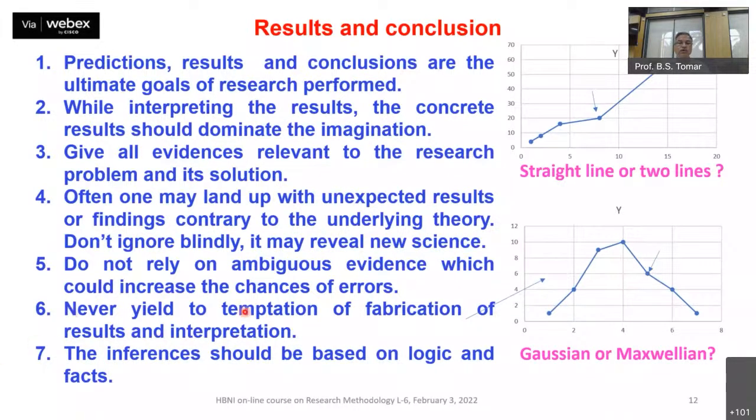So never yield to the temptation of fabrication of results and interpretation. Sometimes we tend to, because our data may not be complete and you don't have time to repeat. So you try to push it up and say, okay, it's Gaussian, because you know in the literature it should follow Gaussian. But better is to repeat even if it takes more time. So the inferences should be based on logic and facts. A good knowledge of literature and your confidence in your data helps in arriving at firm conclusions of your work.